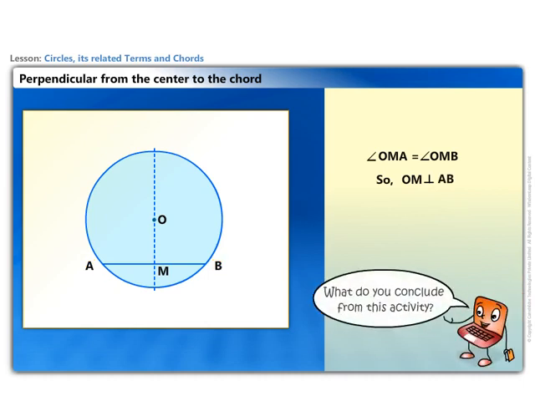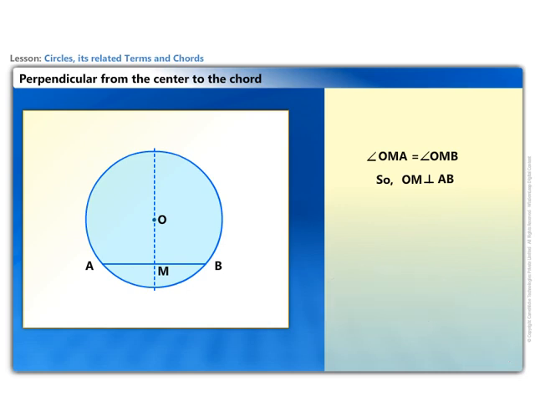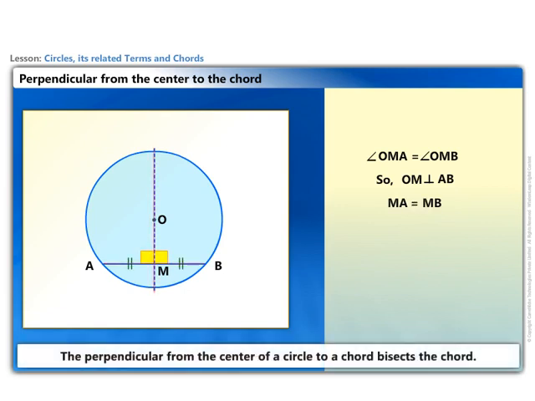What do you conclude from this activity? From this activity, we conclude that point B coincides with A and the length of the segment of chord MA is equal to MB. Then the line drawn perpendicular from the center of a circle to the chord bisects the chord.